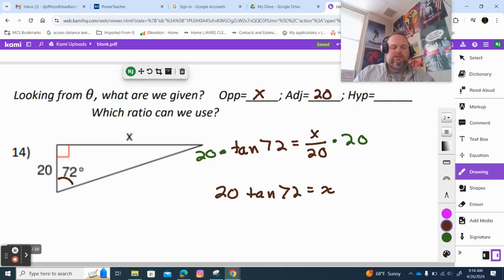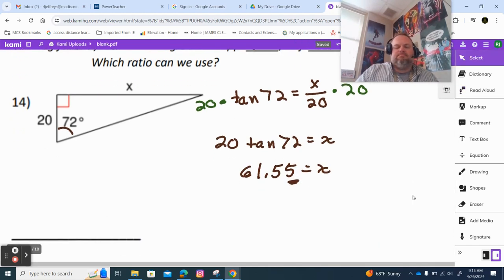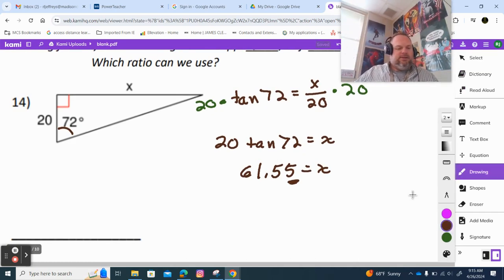All right, so clear everything. 20 tangent 72. All right, this gets 61.55, because this is a 5. Okay, this means our final answer in the answer box is 61.6.